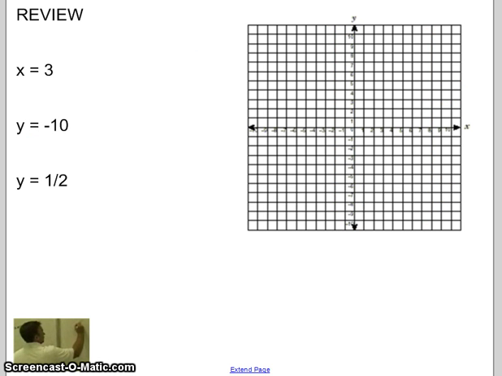Just a quick review. When we have x equals, it's a vertical line at that point. So x equals 3 is here. Y equals negative 10, so we go to the y-axis at negative 10, and we draw a horizontal line. And then y equals 1/2. So we go to 1/2 on the y-axis, which is about right here, and we draw a horizontal line.